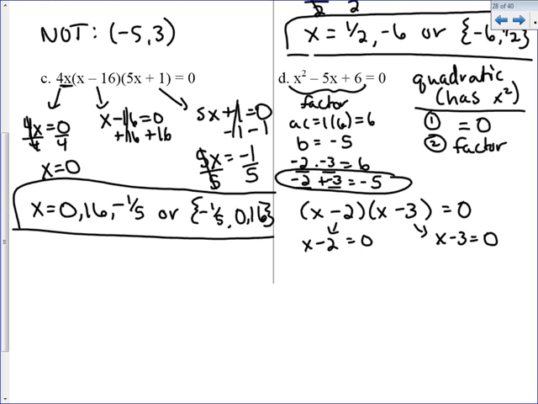Quadratics can have up to 2 solutions. They can also have 1 solution. They can also have no solution, but we're not going to see those until Unit 3. No, Unit 4 even. So my two answers for x are that x equals 2 or x equals 3. And as a set, do your squiggles, 2, 3.